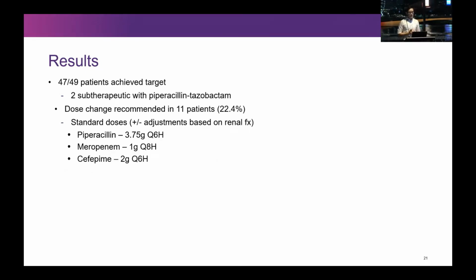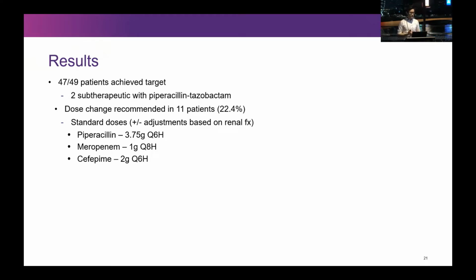The interesting thing was that out of the 49 patients, 11 of the patients actually received a dose change because of IDODS, and that was roughly 22.4%. So what that tells us is that if we didn't use dosing software to generate those empiric doses for these patients, potentially 22.4% of those patients would have had subtherapeutic antibiotic exposure.